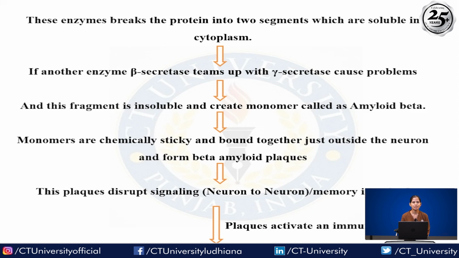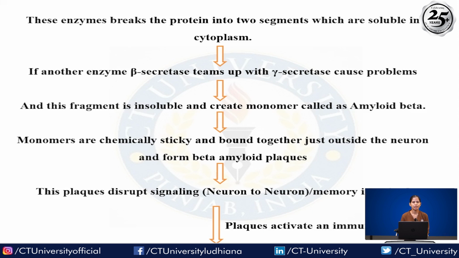If there is an entry of another enzyme, like a third party, that is the beta enzyme, in their normal cycle, that beta enzyme teams up with the gamma secretase enzyme and that will cause problems.